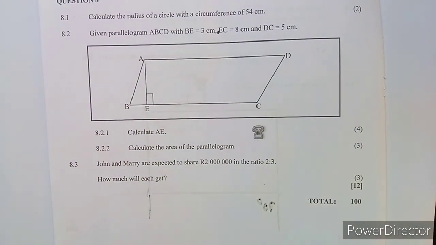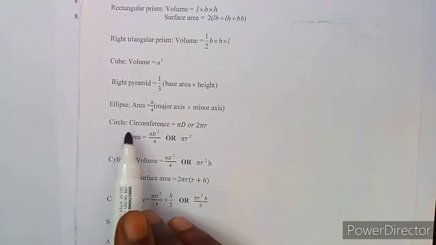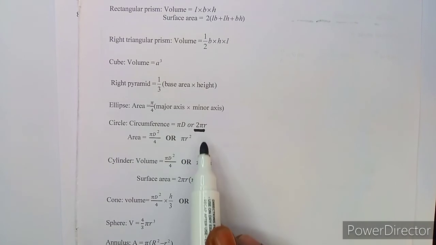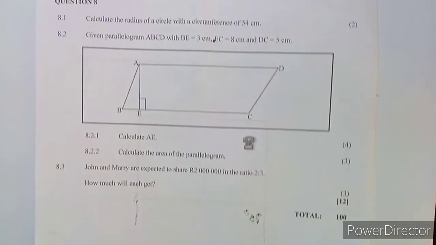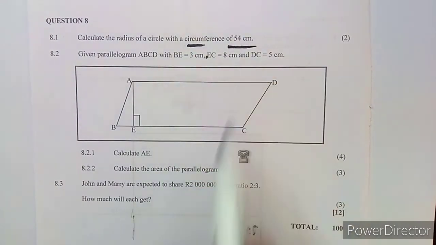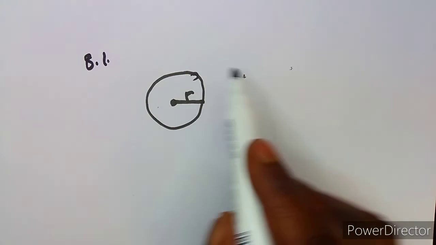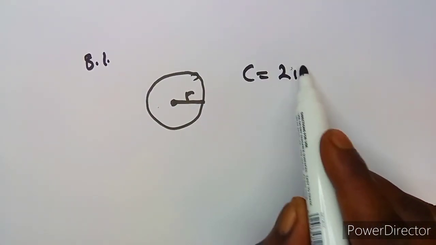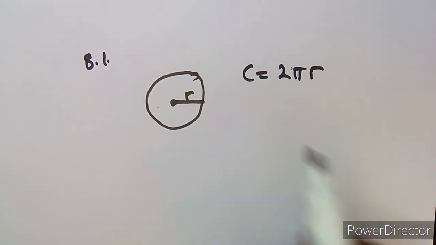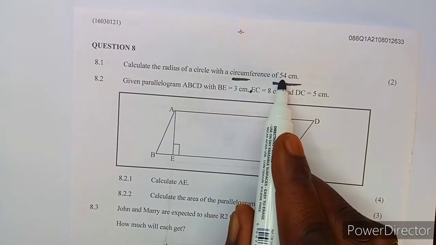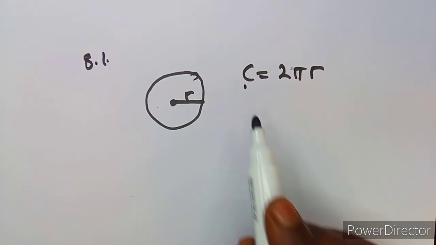Why? Cross-check something on the circle here. The circumference of a circle is given as 2 pi r. So as you can see, the radius is already there because we are given the circumference. Okay, so if the circumference of a circle is equal to 2 pi r like this, I'm just going to substitute the circumference that I'm given, because I'm given that the circumference is 54 centimeters.